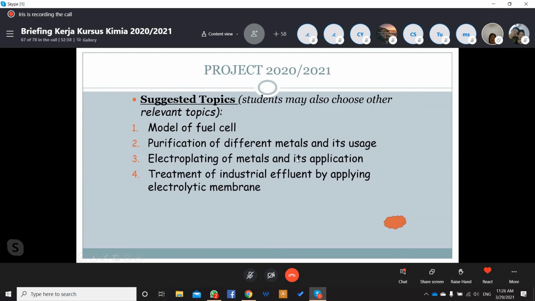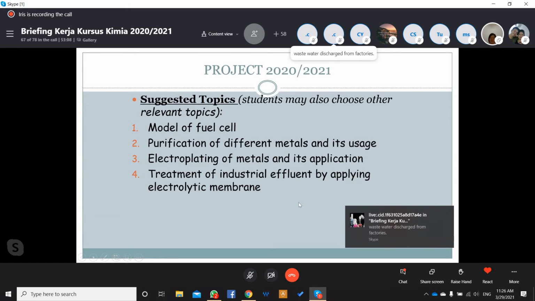Treatment of industrial effluent by applying an electrolytic membrane. What is an electrolytic membrane, teacher? Go and search. Easy to find. Everything is there. Okay. Effluent is actually the waste from industry. Let's say you are staying in Taman Esan, that side. They have some light industry. So you observe whether they have effluent. Or if you know someone from the factory, maybe you can ask, do you have some samples? You can do that, do the treatment.